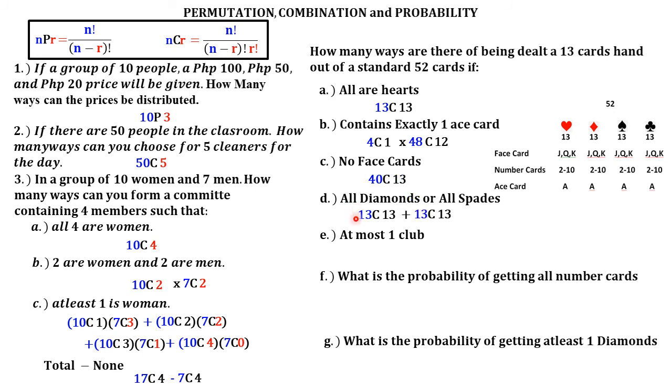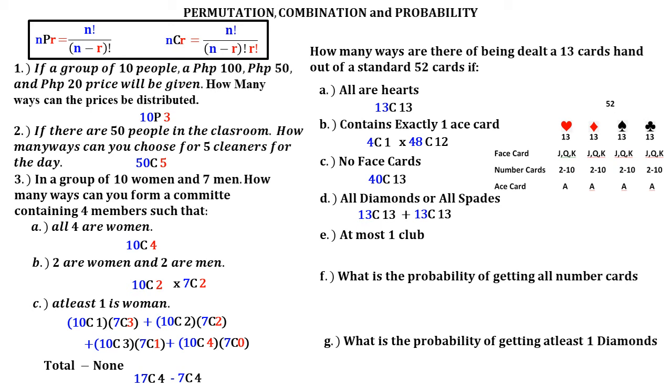Okay? And if i-compute natin to using this formula, okay, or direct input tayo sa calculator, this will give us a value of 2. Okay, ibig sabihin, there are only 2 ways na makakuha ka ng all diamonds or all spades. Okay, that is to get all this diamond, or to get all this spades. Okay, so next, at most, 1 club.